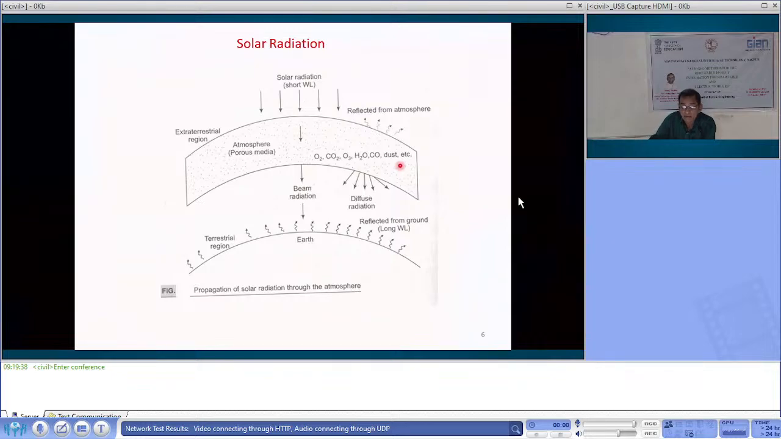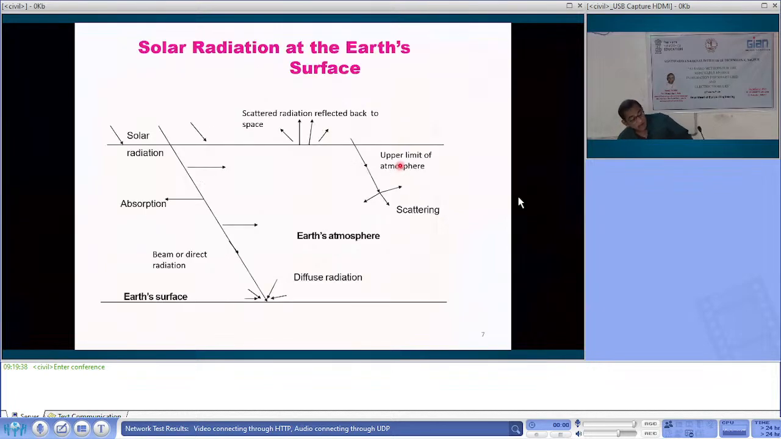The remaining is reflected from the ground, and that is called long wavelength. Some of it is diffuse. Diffuse means it does not come like direct radiation; it is around 15% or so. We are more interested in the beam radiation and how we can use it, because it is freely available, throughout the day, for the energy needs in villages as well as in urban areas.